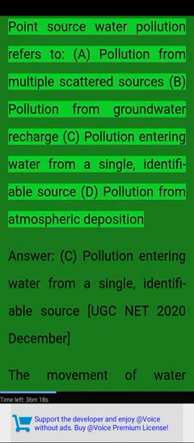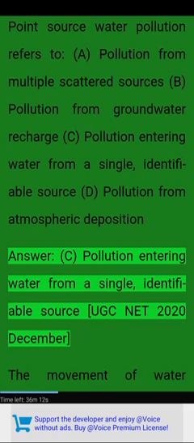Point source water pollution refers to: A. Pollution from multiple scattered sources. B. Pollution from groundwater recharge. C. Pollution entering water from a single, identifiable source. D. Pollution from atmospheric deposition. Answer: C. Pollution entering water from a single, identifiable source.